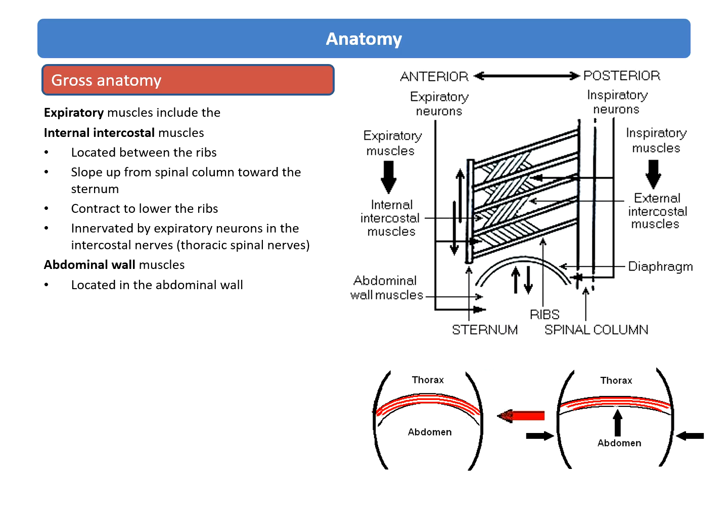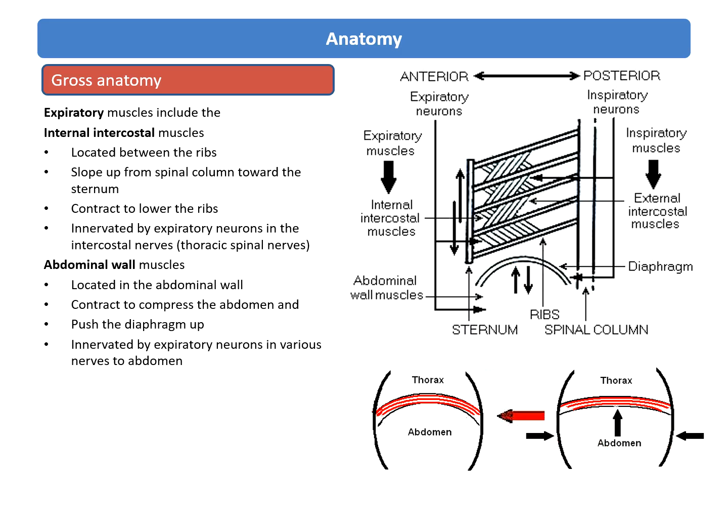Abdominal wall muscles are also expiratory. They're located, obviously, in the abdominal wall. They contract to compress the abdomen and push the diaphragm up. They're innervated by expiratory neurons in various nerves to the abdomen.